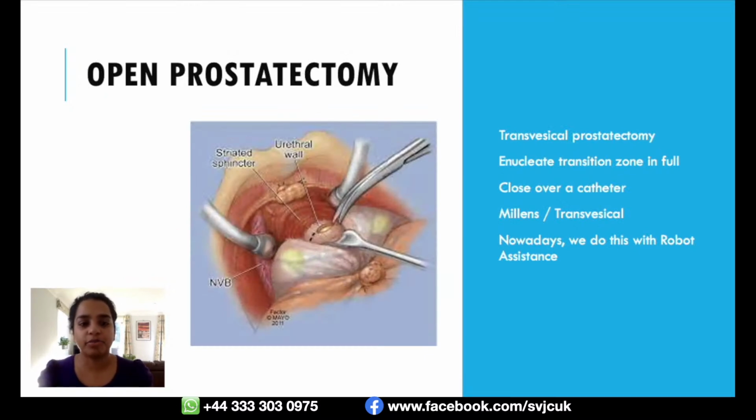Finally, there is open prostatectomy. As you can see on this picture, it is a transvesical prostatectomy where the aim is to enucleate the transition zone in full, close the bladder over a catheter, and subsequently the patient will have better flow. Nowadays, we do tend to do this operation in the UK and in the US using robotic assistance.